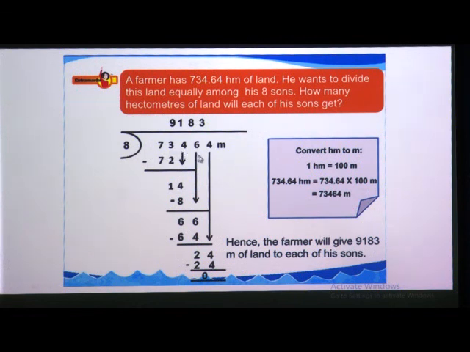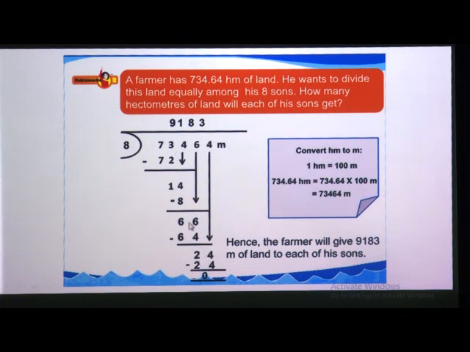So, 73464 meter is divided by 8 because the number of sons the farmer has is 8. So, divided by 8, 8 9s are 72. After subtracting 72 from 73, 1 is left, bring the 4 down. 8 2s are 16, so it is not possible. So, it is 8 1s are 8. After subtraction we get 6. Next number 6 we bring down. How much? 8 8s are 64. So, we write 8 and we write 64 here. After subtracting 64 from 66 we get 2.